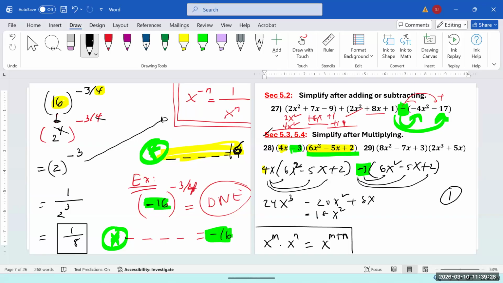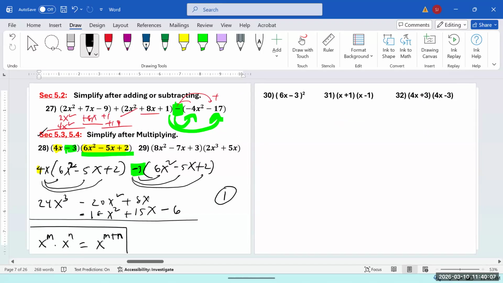We have x to the square power. Why do we have a square? It's a 2. And then -3 times -5x gives us positive 15x. So write this down below your other x. And lastly, -3 times +2 gives you -6. And then we have only these 4 like terms. So combine them 2 by 2 and you get your final answer. So this is normal multiplication.